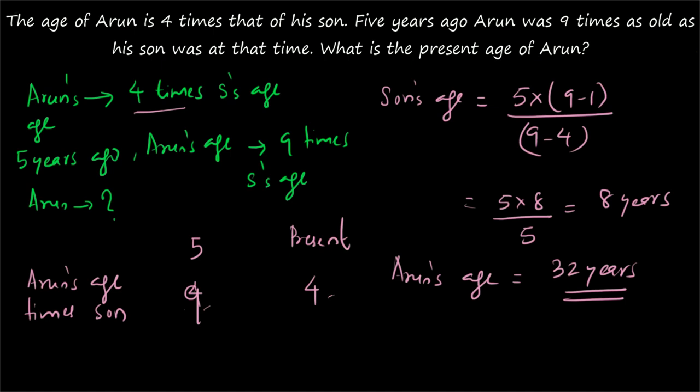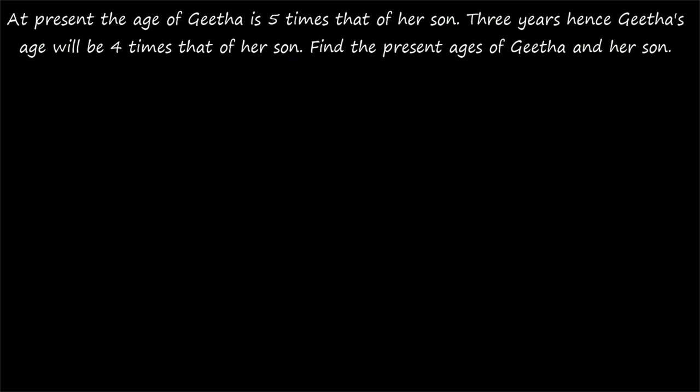So what is our common formula? I will just write the common formula here. T into x minus 1 divided by x minus y. This is T, this is x and this is y. Now question number 3. At present, the age of Gita is 5 times that of her son.